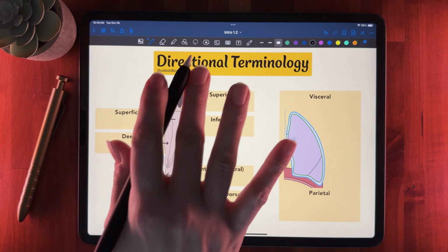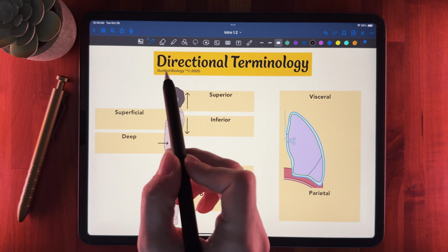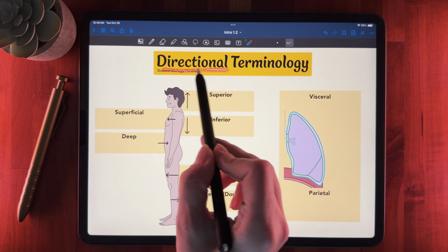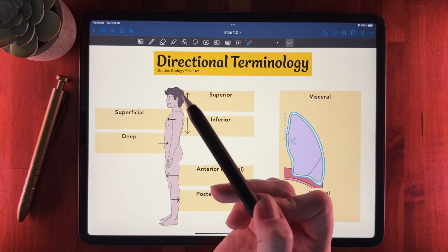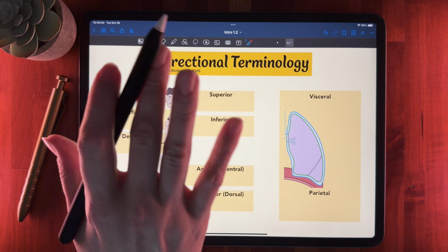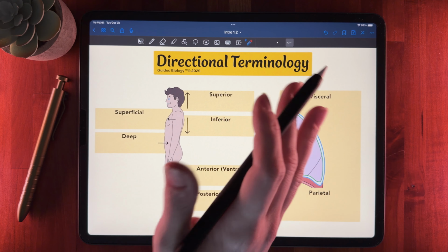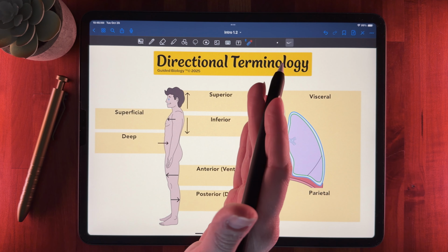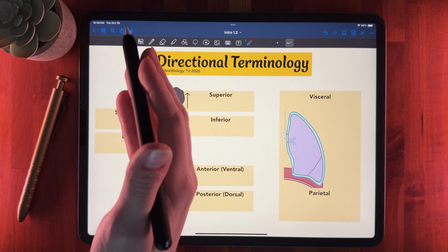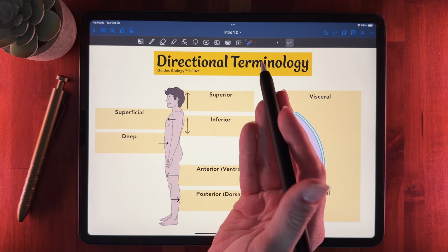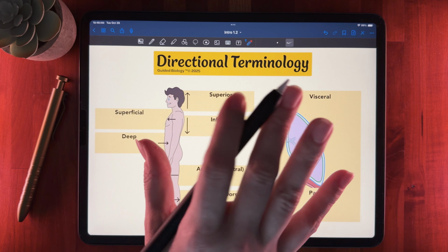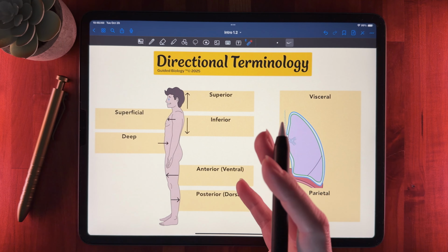All right, so let's dive into our terminology. For this video, we're going to start off by going over some directional terminology. Directional terms are typically used to talk about structures relative to another structure. By that I mean you're comparing and saying, for example, this structure is closer to the front of the body than another structure, right? So that's what we mean by these terms being relative. You're comparing locations of different things.